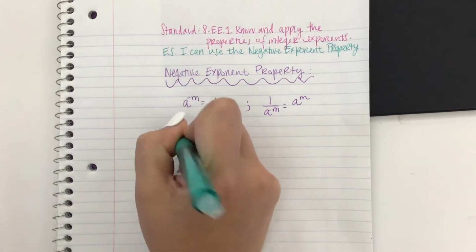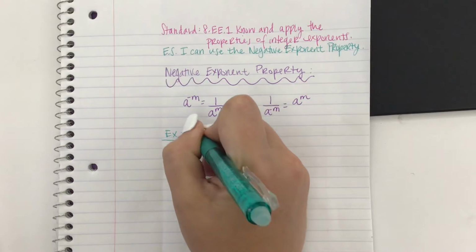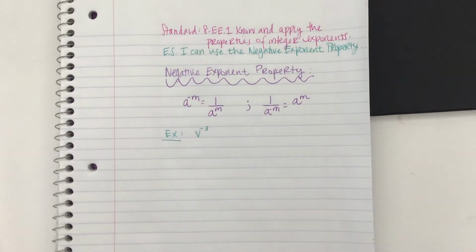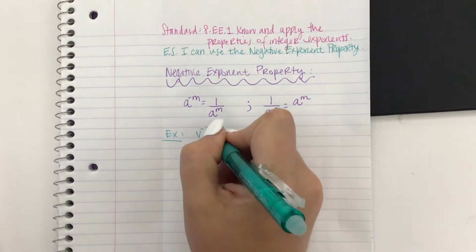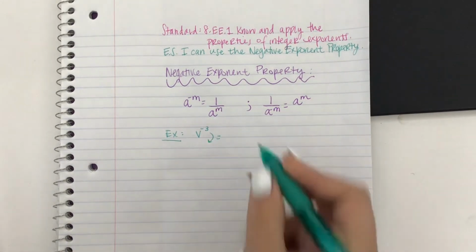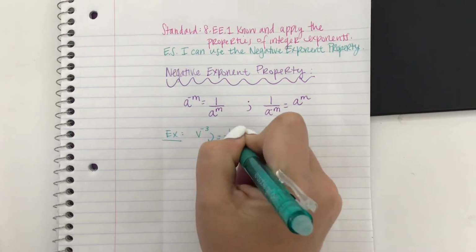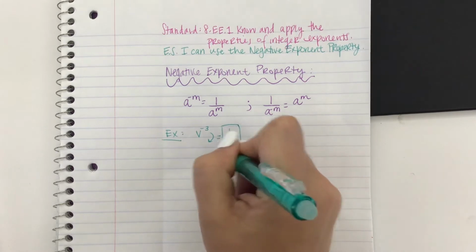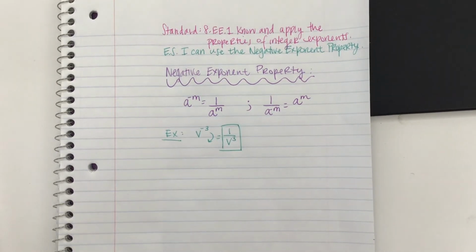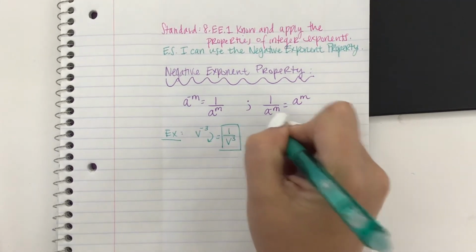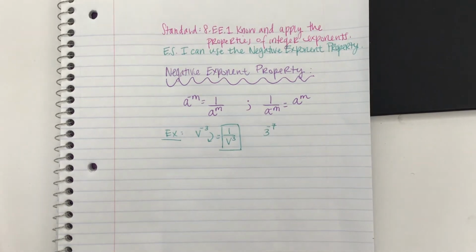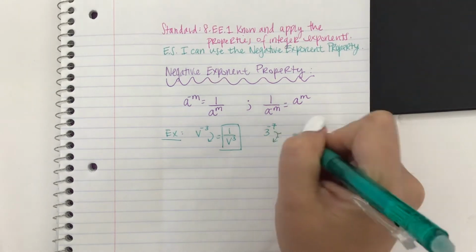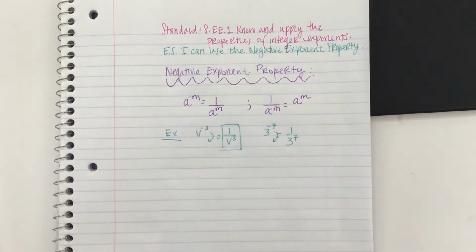So let's say we have our base v to the power of negative 3, okay? Here our negative exponent is in the numerator. So all we're going to do is move it and make it positive. So our simplified answer is 1 over v to the positive 3, okay? Let's say we have 3 to the negative 7. Well, again, our negative exponent is in the numerator, so we're going to move it and make it positive.